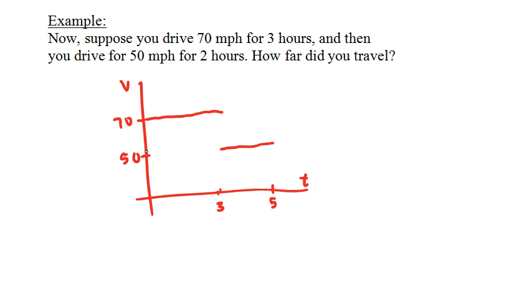The area underneath this curve should give us how far you traveled. Now, I noticed that it really is impossible to go immediately from 70 miles an hour to 50 miles an hour. You'd have to slow down. So what's happening right here at this time is really impossible to actually do. But just to simplify the problem, let's suppose that you're going 70 miles an hour for 3 hours, and then you immediately jump to doing 50 miles an hour for 2 hours. How far did you travel?